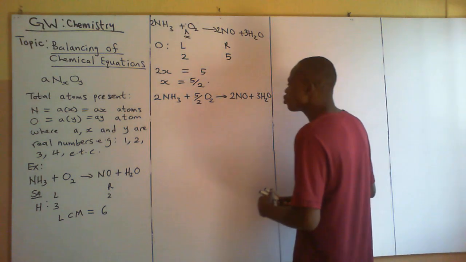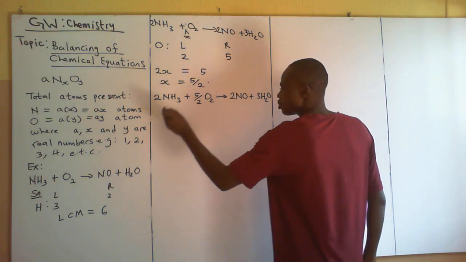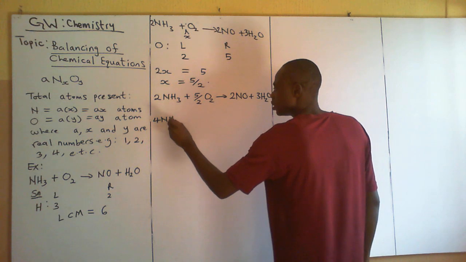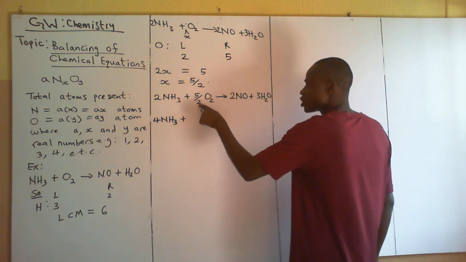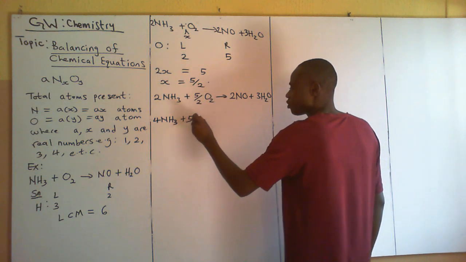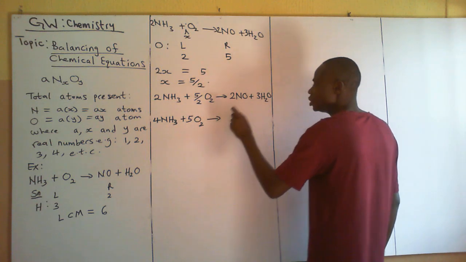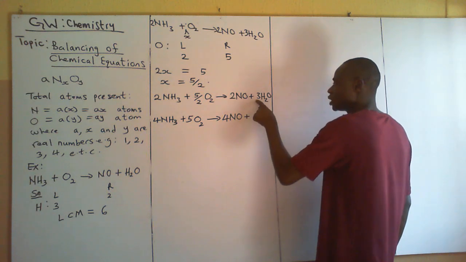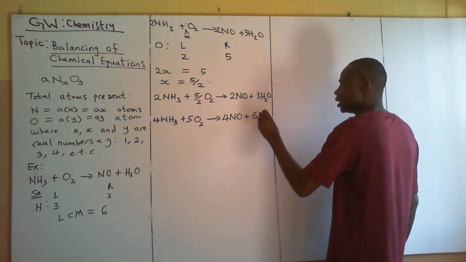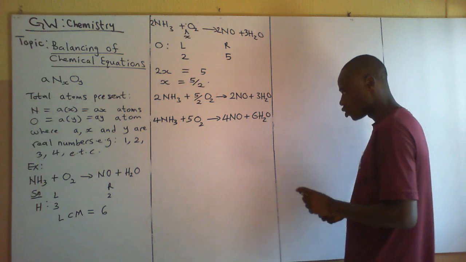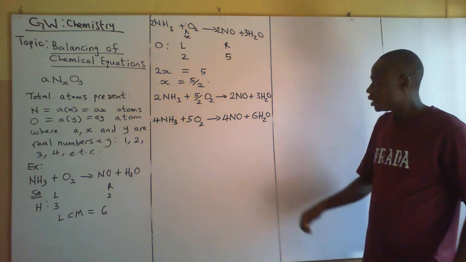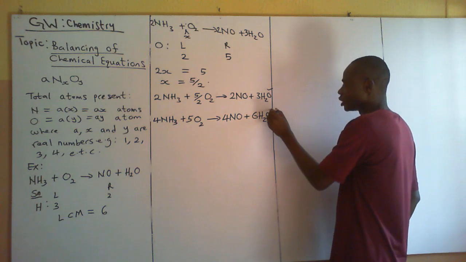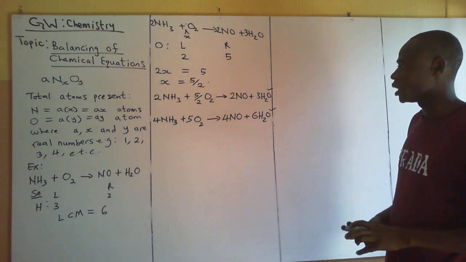By the time we use 2 to multiply everything, 2 times 2, 4NH3 plus 5 over 2 times 2 is 5 O2, 2 times 2, 4NO plus 2 times 3, 6H2O. The two equations are balanced. This is correct. If you have to balance it, you can stop here. That is how to balance chemical equations.